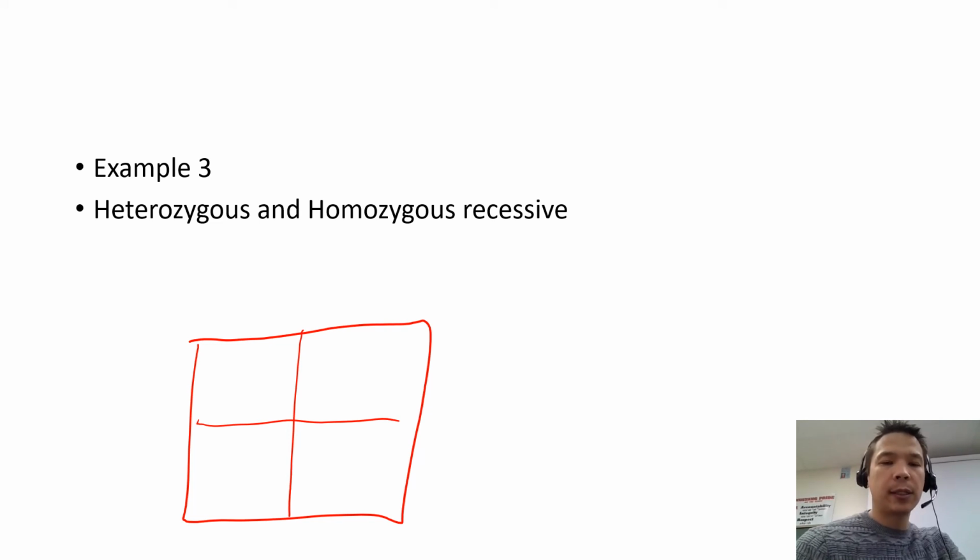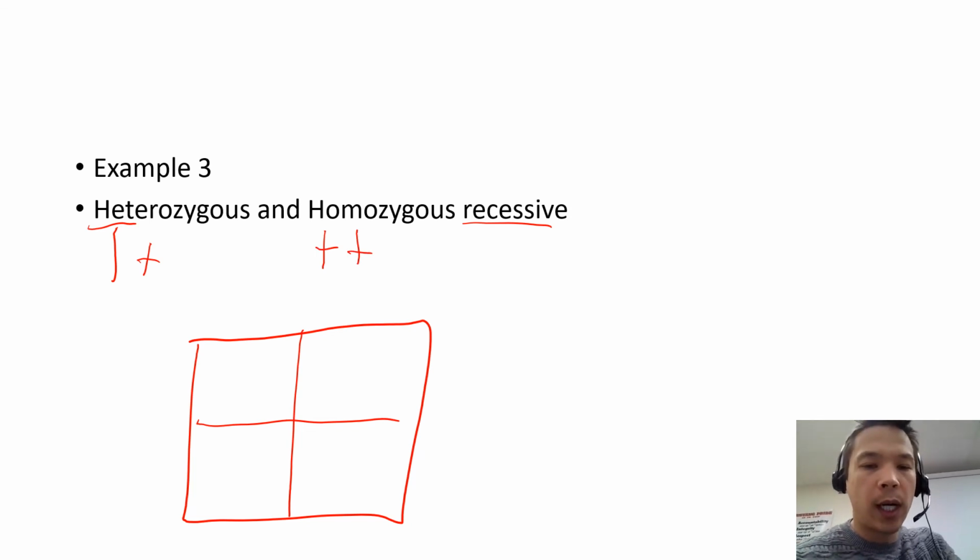So this one says heterozygous, so that means it's going to be capital T, little t. And this is homozygous but recessive, so that means recessive means small letters or lowercase. So it'll be little t, little t. And so I'm going to place this on my Punnett square. So I'm going to go capital T, little t, and then little t, little t. Do my cross.